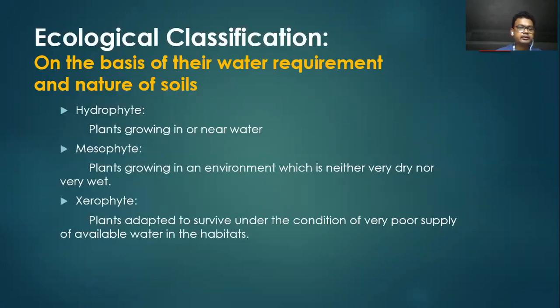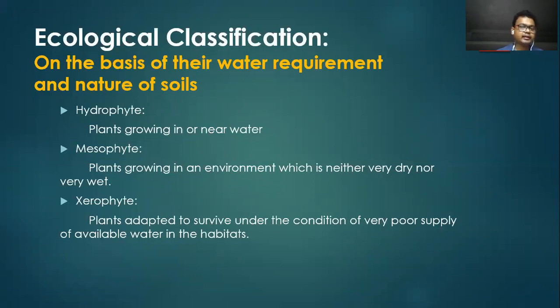Next, if we see it in the ecological background, plants are mainly of three types based on their water requirement and nature of soil, that is, where they grow, their habitat. Based on their habitat, they are mainly three types. One is hydrophyte, another is mesophyte, and another is xerophyte.